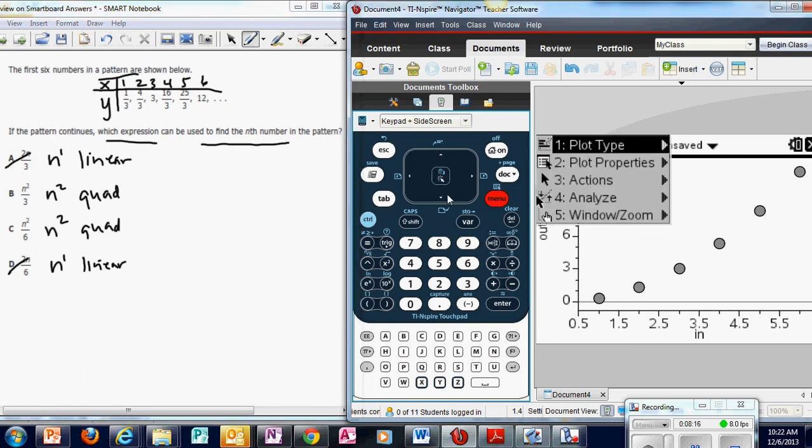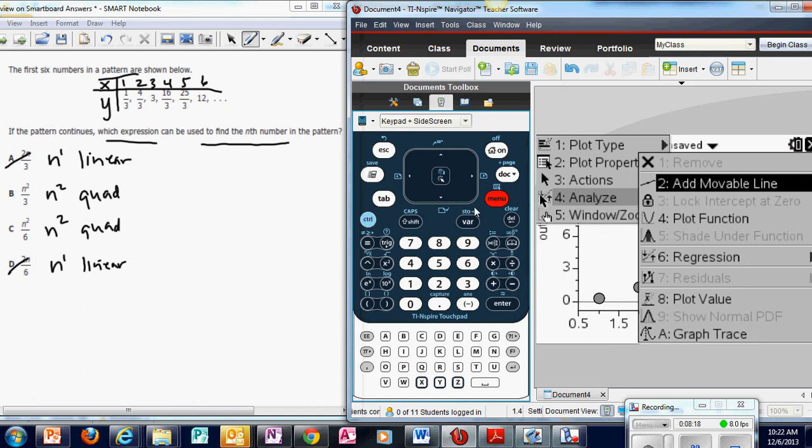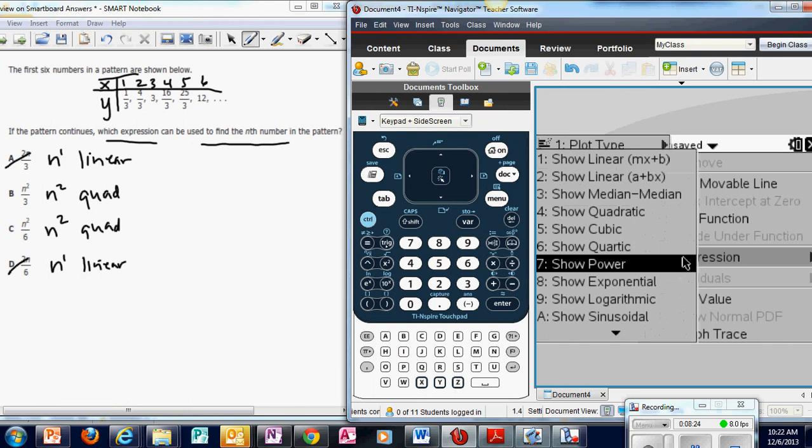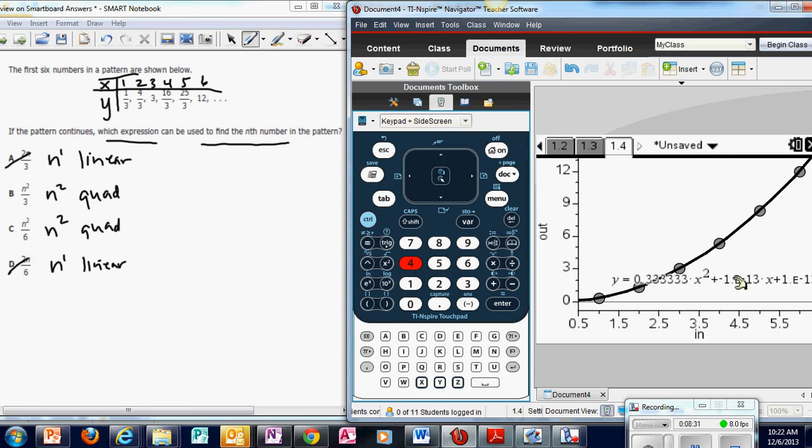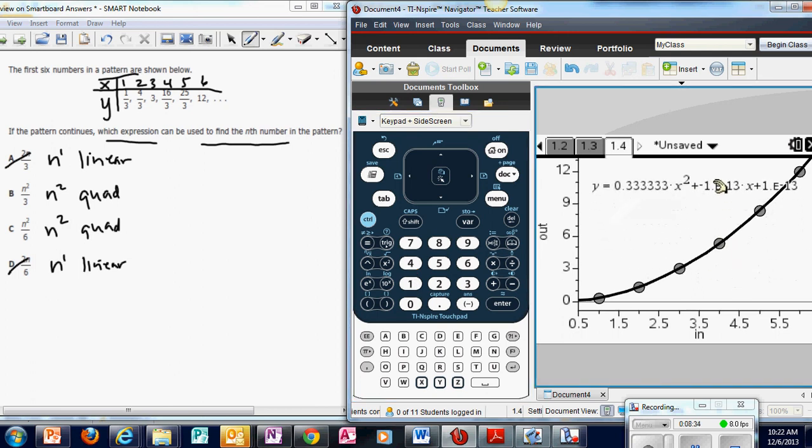We'll go to menu. We're going to analyze this graph, which is 4. And then we want the regression, which is 6. We just said it was quadratic. The choice for quadratic is 4. And here, I'm going to grab it so you can see it better, is our equation. Now, this little funny looking part over here with the e and the negative, that's your scientific notation, that exponential, e to the power of negative 13.